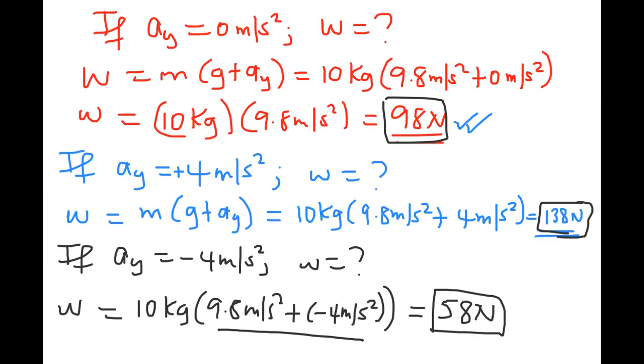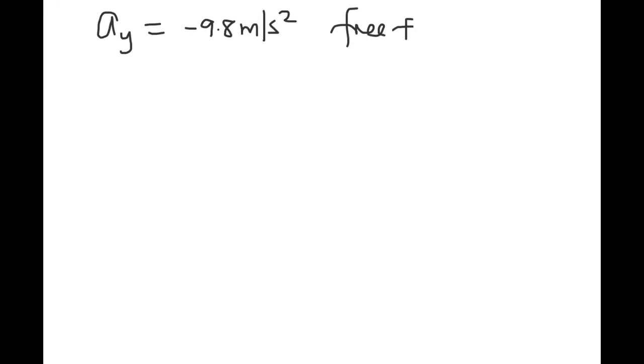Now there is an interesting case whereby acceleration is 9.8 meters per second squared downward. So this means the elevator cable is broken and the crate and everything in the elevator are falling down. They are in free fall. They are falling down at an acceleration rate due to gravity. So this is like the free fall case.